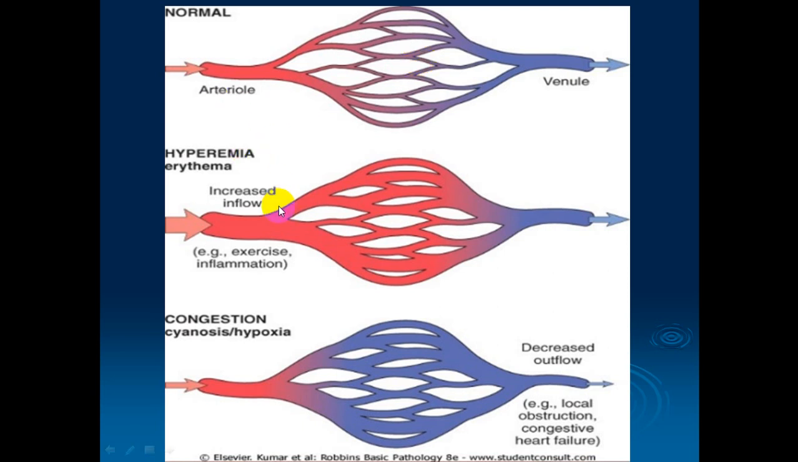In hyperemia, here there is increased flow in the artery. Okay, because there is too much blood in the artery. So if there is hyperemia, more fluid will be transported to the extracellular area.